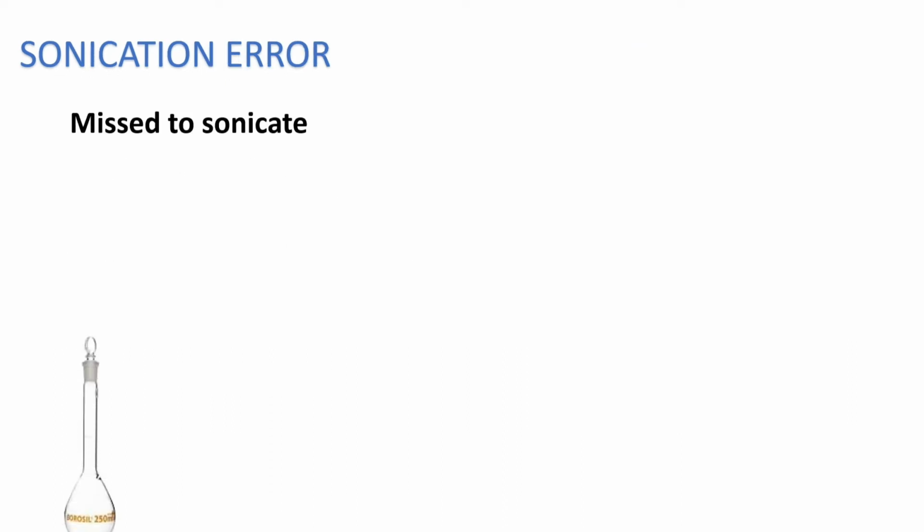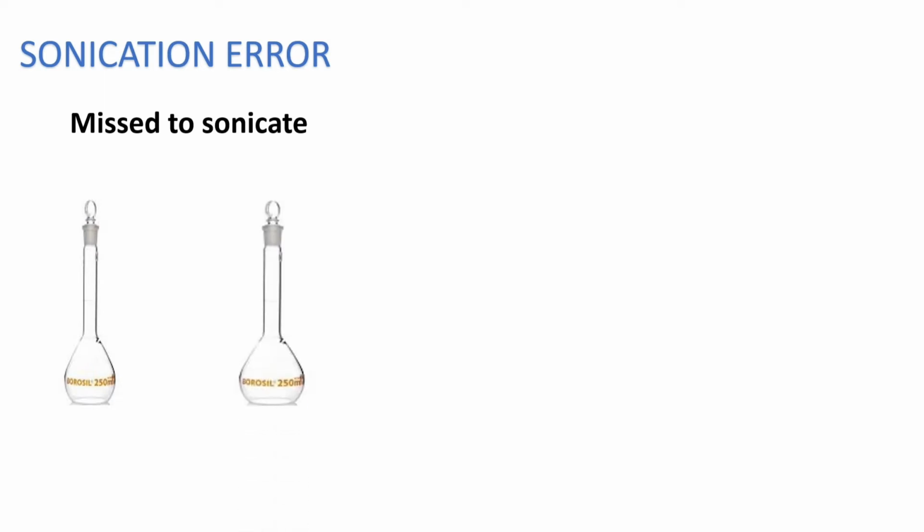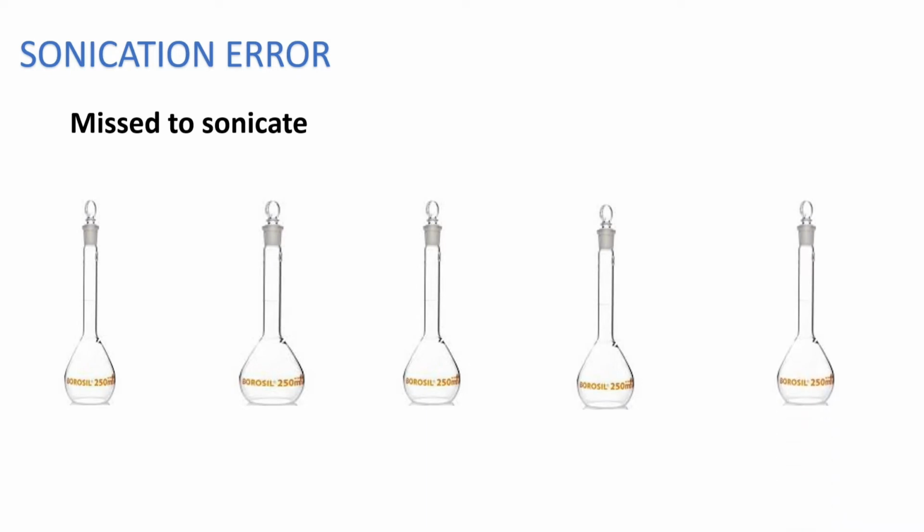Now another sonication error is missing to sonicate. If you have so many flasks to be sonicated, here I have mentioned only 5 flasks, but if you are doing 3 BUs, there will be 30 flasks, 3 content uniformity will be 30 flasks, sometimes 120 flasks, sometimes 60 flasks, based on how much analysis you are doing. With so many flasks, sometimes we miss a flask. How to identify which flask sonication is done and which flask is missed? That can be one error.